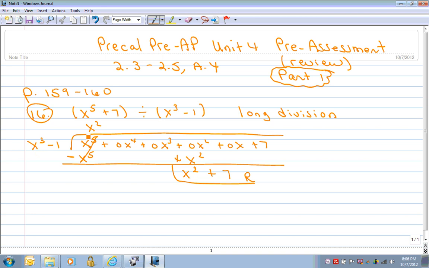All right, so this is the answer, and you're going to write your answer this way to get all your points. You're going to write x squared, and since the x squared over here is positive, you're going to say plus, and that's going to become the numerator of the fractional remainder. X squared plus 7 over x cubed minus 1. And that's how we write our answer, and that would be your first problem. Okay, go Bearcats. Move on to the second problem.